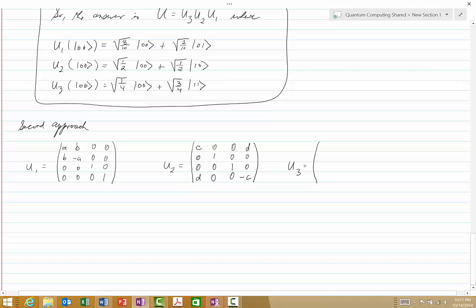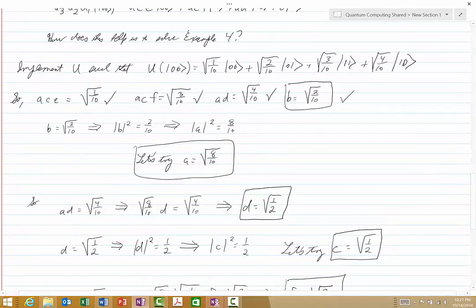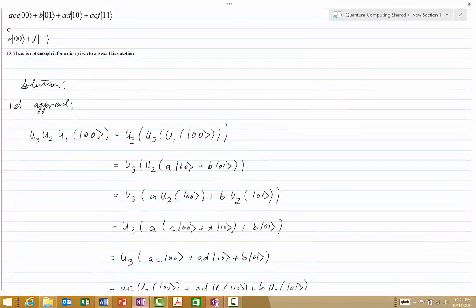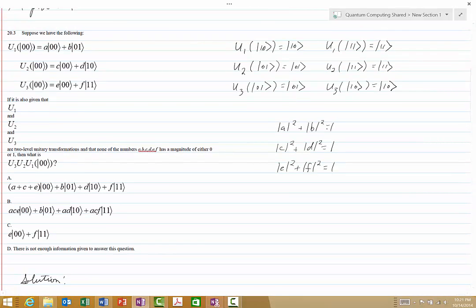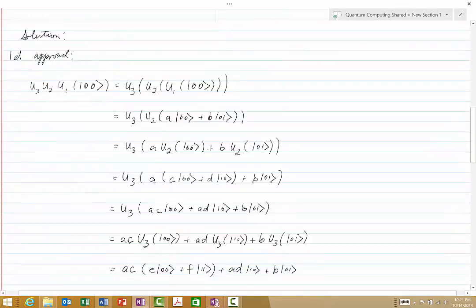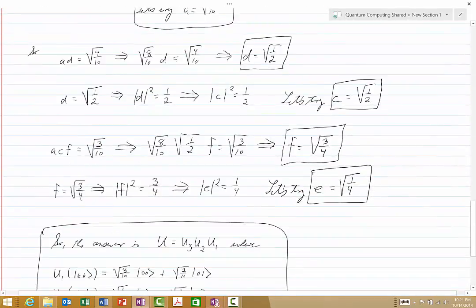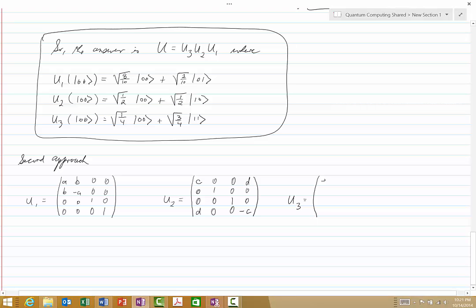And then finally, for U3, it's sending 0, 0 to E 0, 0 plus F 1, 1, as shown here. So we would get E, 0, F, 0, 0, 1, 0, 0, and then again what many people put was F, 0, minus E, 0, 0, 0, 0, 1.